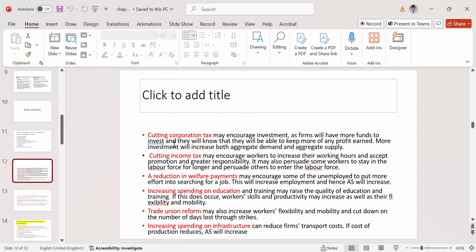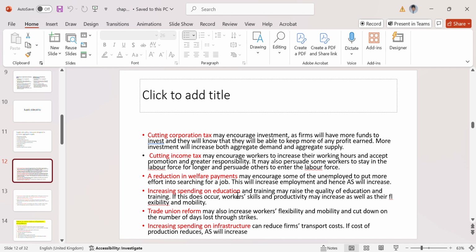So if the government cuts the corporation taxes, the firms will be encouraged to invest, and when investments increase, this will increase the aggregate demand as well as aggregate supply. Similarly, cutting down income taxes will encourage workers to increase their working hours because now they have to pay less taxes to the government. This will persuade them to stay and work for longer hours, and this will increase the productivity and aggregate supply. A reduction in welfare payments: if the government does not spend on unemployment benefits, then people will look for jobs. This will increase employment and hence aggregate supply will increase.